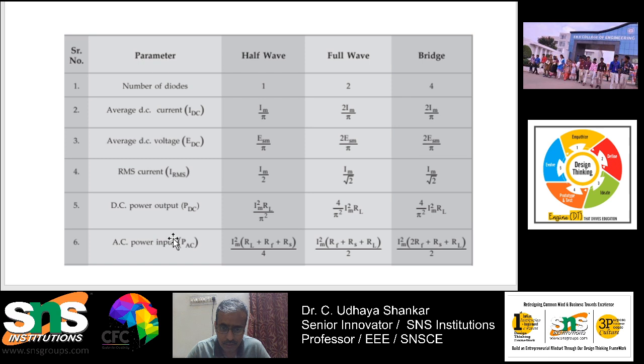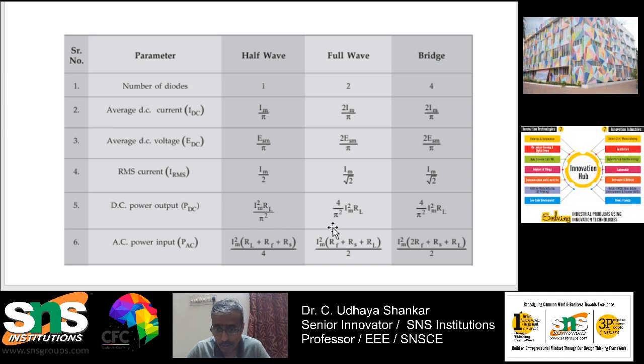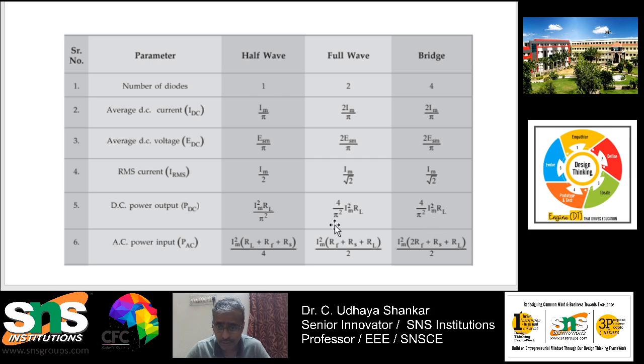Again, look at the DC power output. Here the DC power output is 4 times when compared to the half wave expression. For the half wave configuration it is Im square into RL divided by pi square, whereas here it is 4 into Im square into RL divided by pi square. So you are getting the DC power output 4 times. That is why the efficiency is best in case of the full wave as well as the bridge configuration; the expression remains the same.